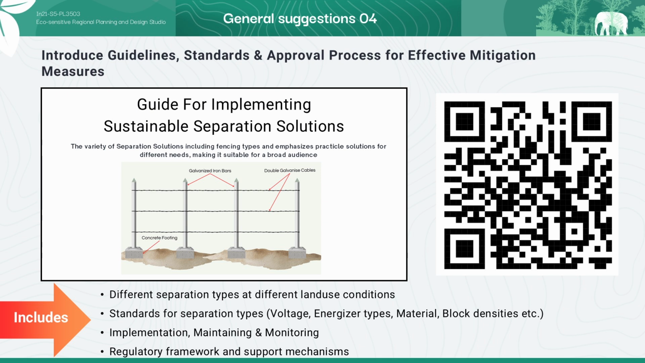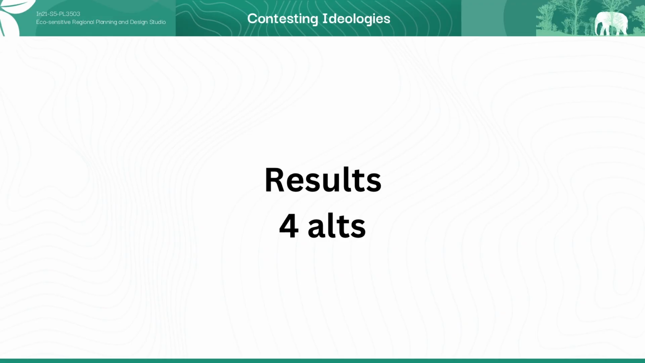Our last suggestion is to introduce guidelines, standards, and an approval process for effective mitigation measures. Here we have started to develop a guidebook including the following information. This guidebook is not only about electric fencing. It should incorporate other types of fencing that are being experimented with all over the country. So these are the overall general suggestions that we make for our project.